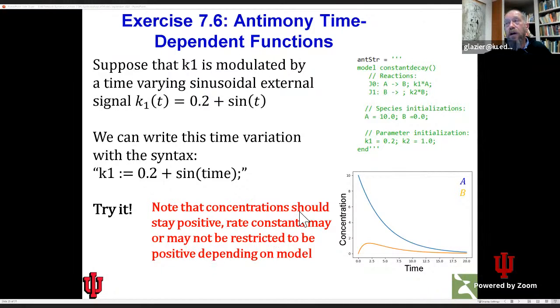Again, we are not allowed to vary A and B for the relation because that will tell us that there's a conflict between the rate law and the relationship. However, we are allowed to change a parameter. So let's actually change the parameter. Let's take our base code, A goes to B, B goes to nothing, and let's add a relationship, K1 colon equals 0.2 plus sine of time. What happened? Okay, is it clear what the exercise is?